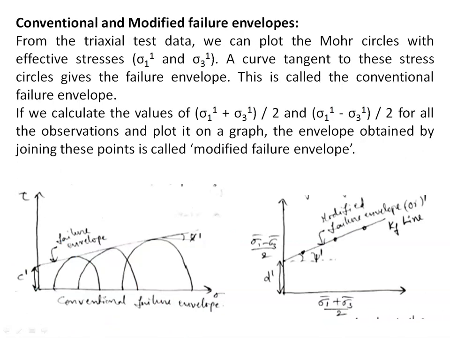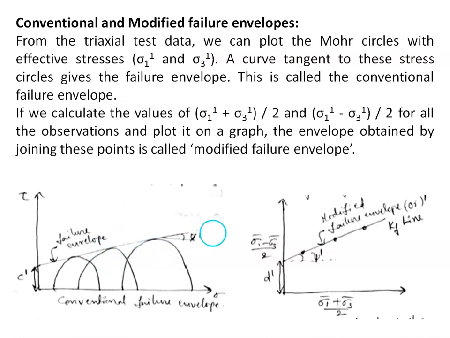Then, conventional and modified failure envelopes. From the triaxial test data, we can plot the Mohr circles with effective stresses. Then we can draw the common tangent to all these Mohr circles, which will give the failure envelope. This failure envelope is called the conventional failure envelope. But if there are n number of readings, so many experiments conducted, then so many Mohr circles have to be plotted. Then it is very difficult to find the common tangent.